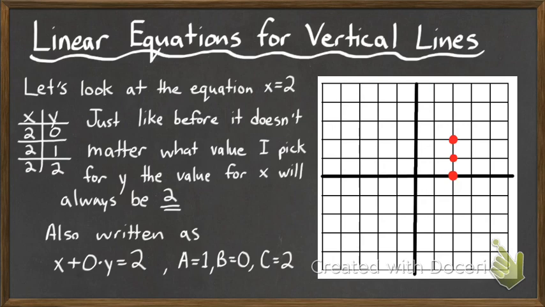So you could just draw a straight line through. But let's just extend some more dots. And now we have our nice vertical line. So when x equals 2, you'll have a vertical line that looks like this.